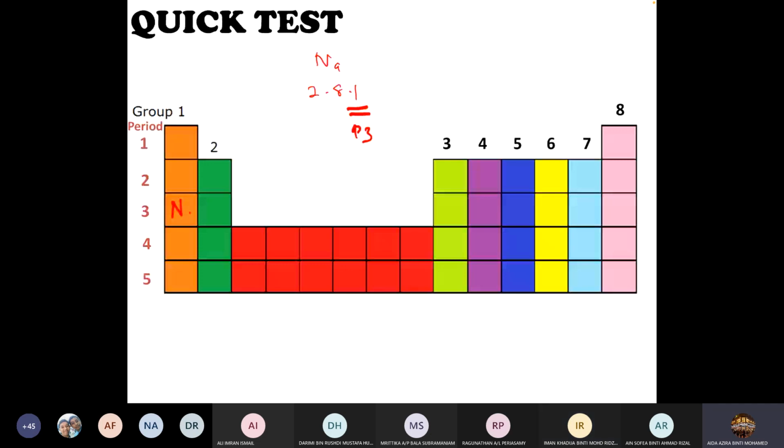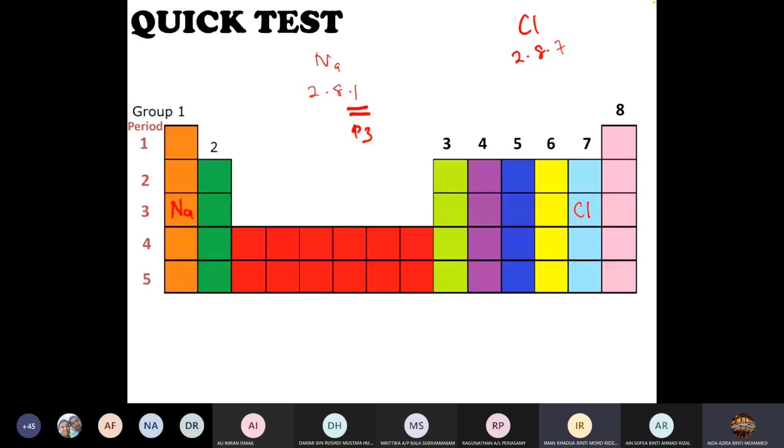Teacher bagi pada you all, contohnya chlorine 2,8,7. Locate. Kat mana dia punya group? Group 7. Which period? Period 3. So this is where chlorine will be located.